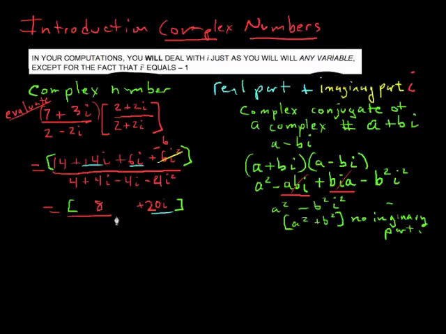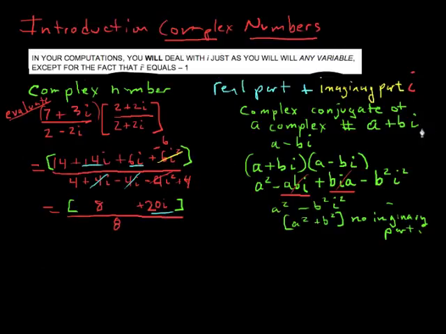Divided by 4. We have plus 4i minus 4i, so those guys cancel. And we have 4 minus 4i squared. Well, i squared is negative 1, so that's 4 plus 4, which is 8. That gives us 8 in the denominator.